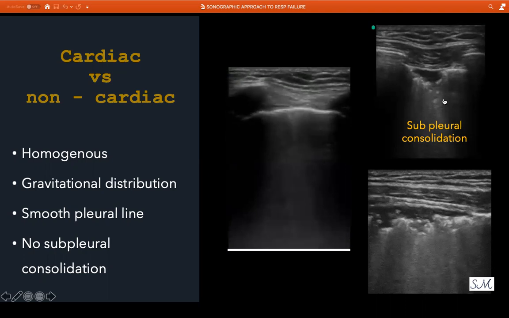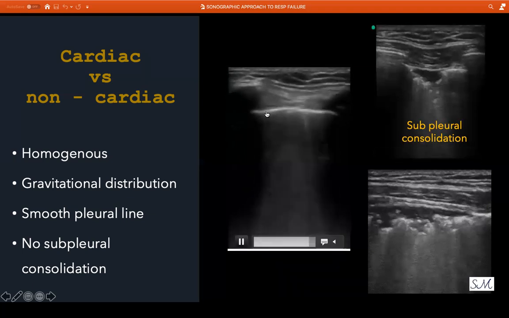So if it is because of cardiac origin, it should be equally distributed or involve both lungs. In that case, the B lines should be homogeneous. Because these are hydrostatic edema, there should be gravitational distribution. That means the number of B lines, which indicate the severity of deaeration, should be less in the superficial or upper part and should be more at the base. The pleural line, because there is no pathology, should be smooth, and there should not be any subpleural consolidation. So in the first picture, you can see the pleural line is smooth, with multiple vertical B lines. This is probably a cardiogenic pulmonary edema.